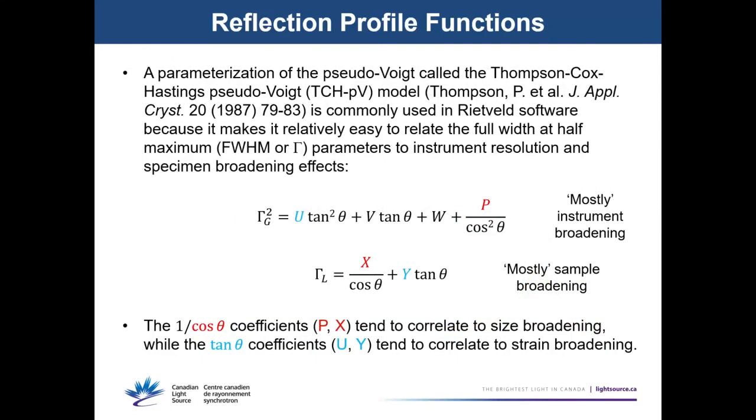And the most common implementation of this pseudo-Voigt peak shape is called the Thompson-Cox-Hastings pseudo-Voigt. It parameterizes things so that the Gaussian and Lorentzian full widths at half maximum can be refined separately. As I mentioned on the last slide, the Gaussian components are mostly due to the instrument, while the Lorentzian components are mostly due to sample broadening. And the inverse cosine theta components tend to relate to size broadening, while the tan theta components tend to relate to microstrain broadening.